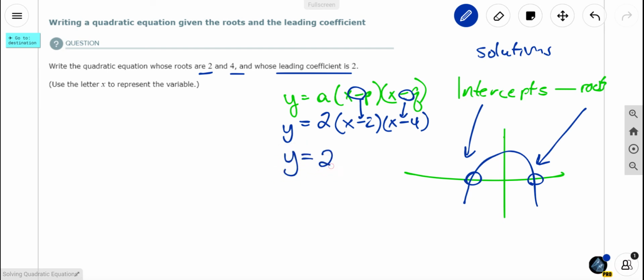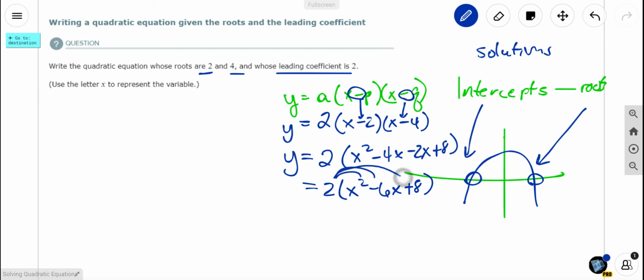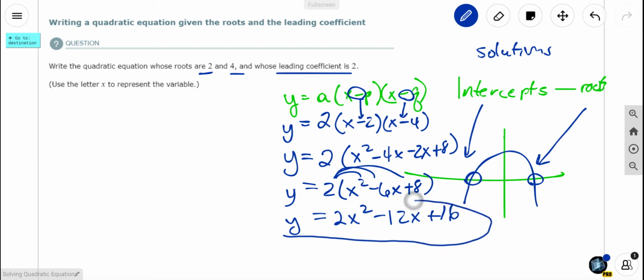And now you just need to multiply. So we FOIL it out, x squared minus 4x minus 2x plus 8. And then you get 2 times x squared minus 6x plus 8. And then distribute it out. This is how you checked it in your test. And that's it. There you go. That is the equation. See, it's the equation of a quadratic that has a leading coefficient of 2, and it has the roots 2 and 4. Okay.